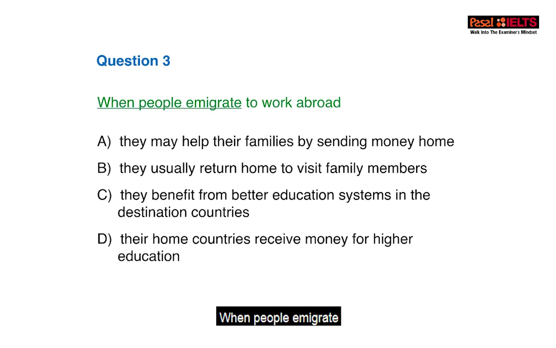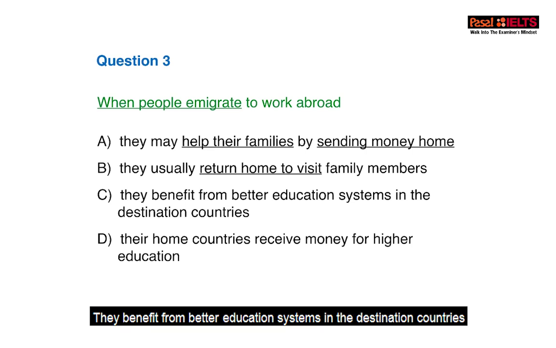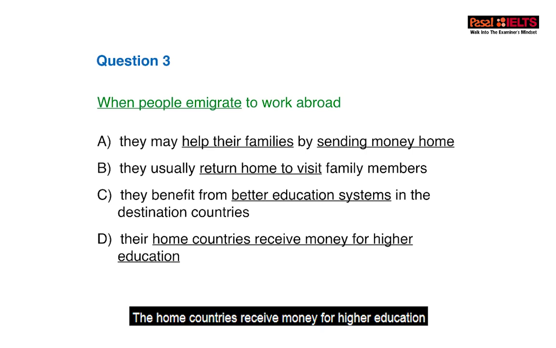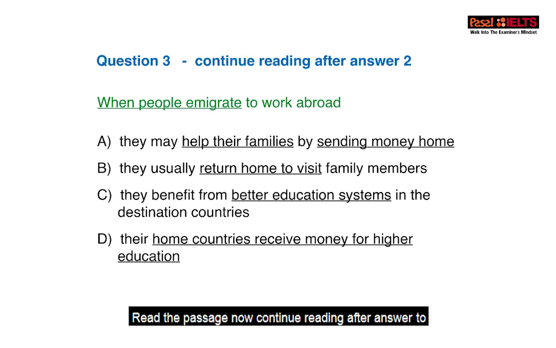When people emigrate to work abroad, A, they may help their families by sending money home. B, they usually return home to visit family members. C, they benefit from better education systems in the destination countries. D, their home countries receive money for higher education. Going to read the passage now, continue reading after answer 2. Here's paragraph 4 in the passage.